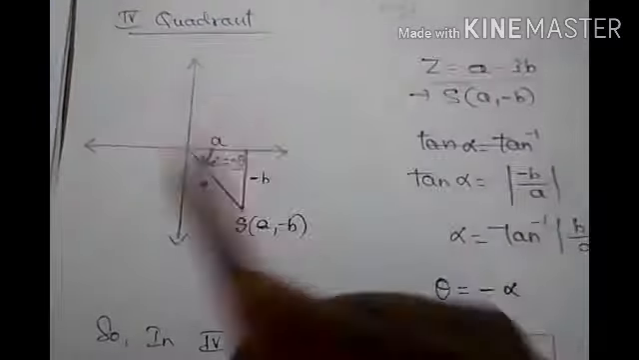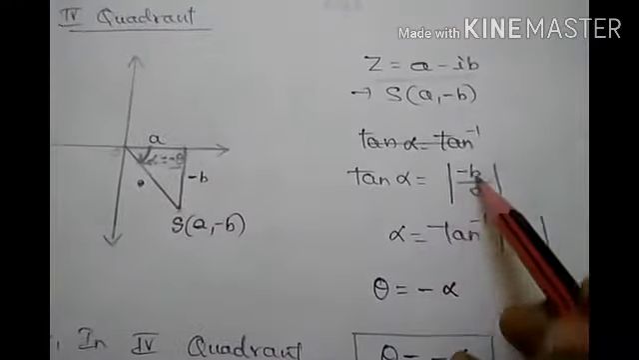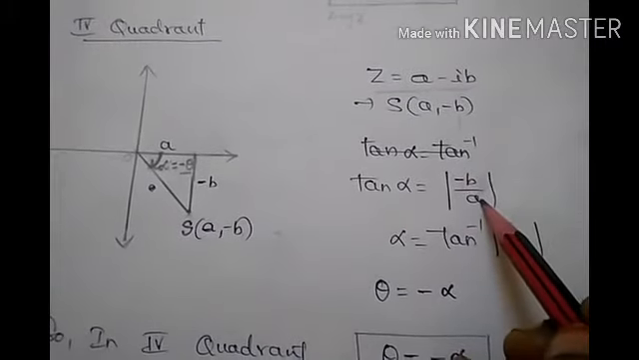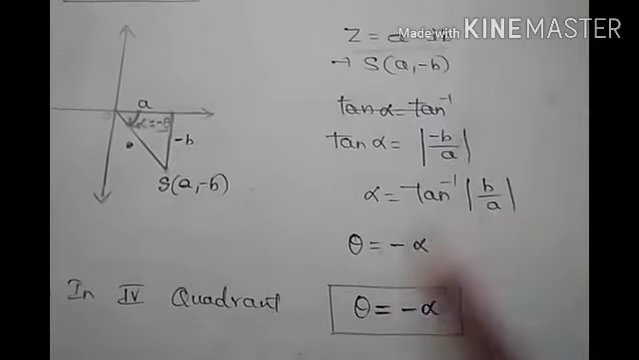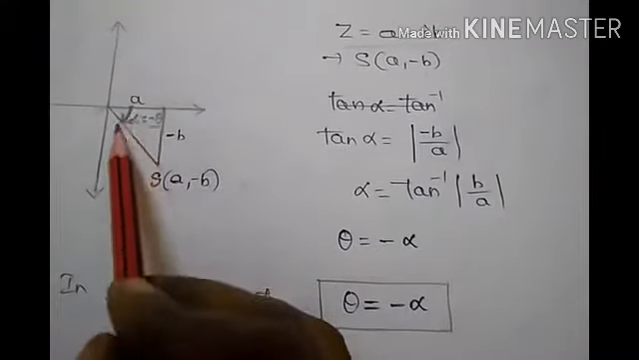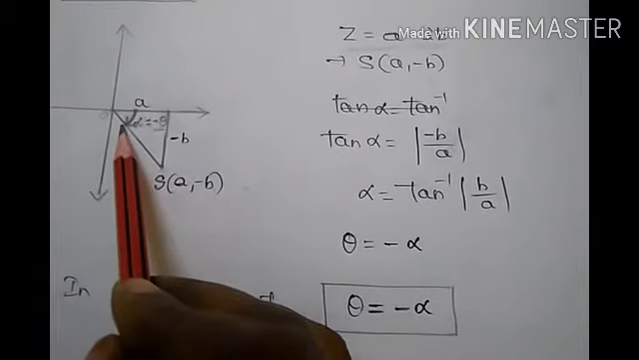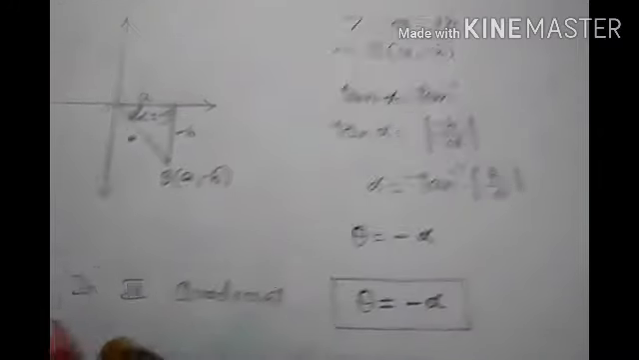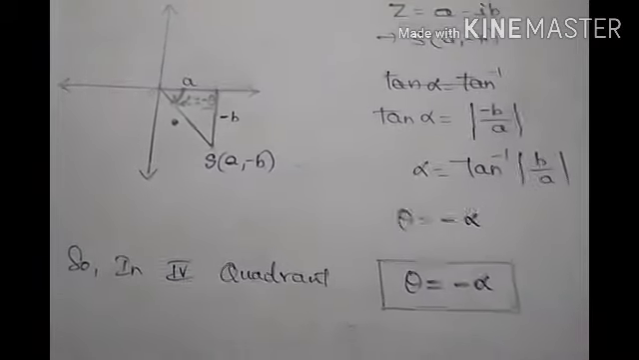So to find the theta value, first you should find alpha. Tan alpha equal to modulus of minus b by a. This is the opposite side and this is the adjacent side. So alpha equal to tan inverse of b by a. Now the argument is calculated in the clockwise direction, so it is negative. So theta equal to minus alpha. So in the fourth quadrant, theta equal to minus alpha.